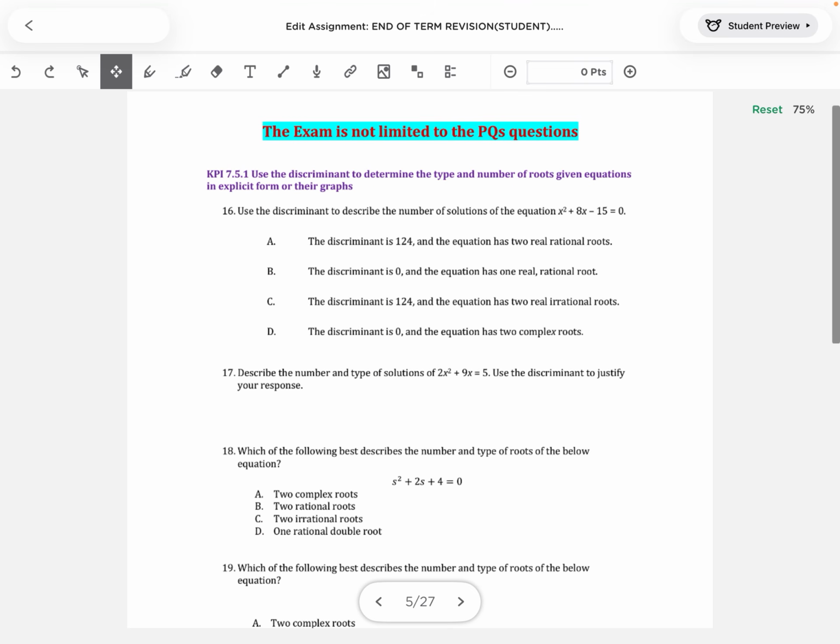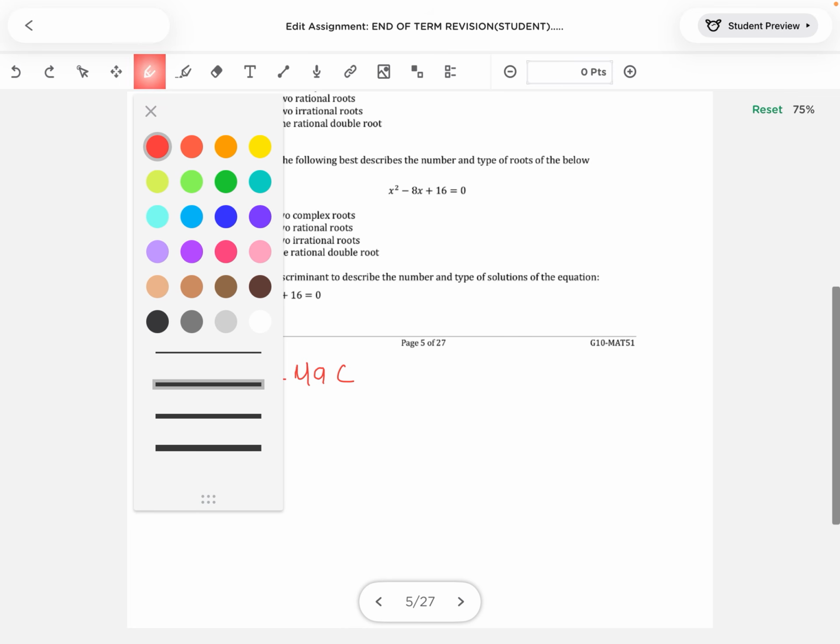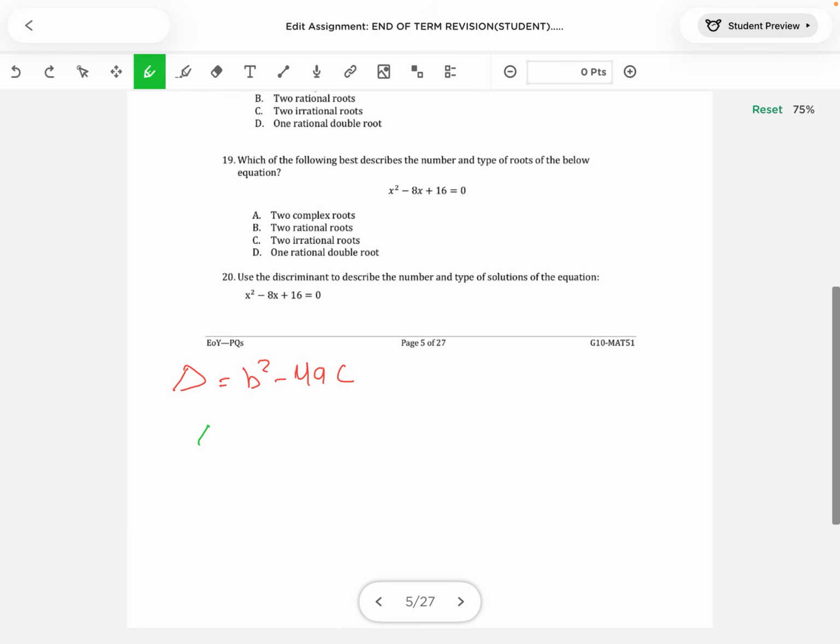Discriminant. Let us just revise. Discriminant is b squared minus 4ac. And we have three cases. Either the discriminant is greater than 0, or the discriminant is equal to 0, or the discriminant is less than 0.